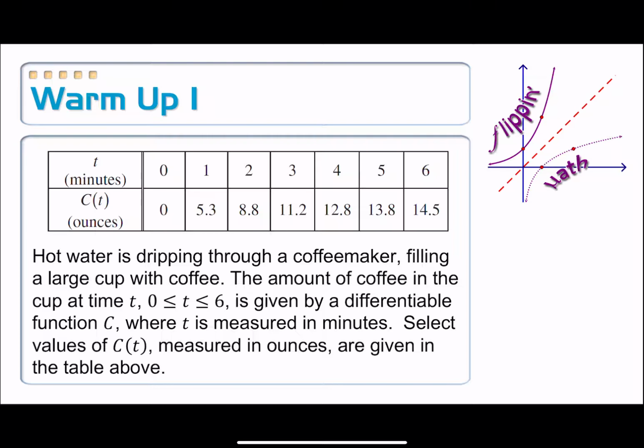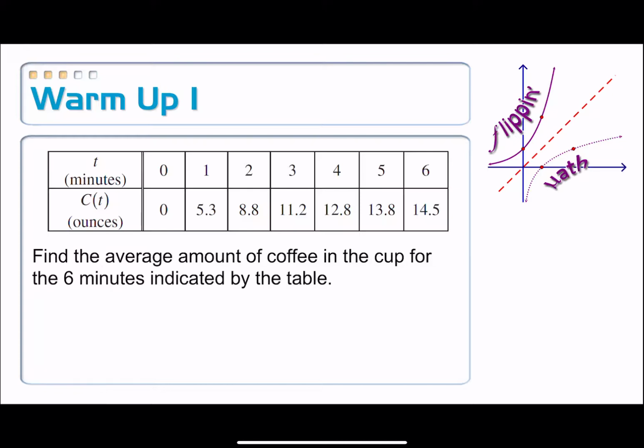We've got a table of values. This is one of those tabular, contextual problems. Hot water is dripping through a coffee maker, filling a large cup with coffee. The amount of coffee in the cup at time t between 0 and 6 is given by a differentiable function c, where t is measured in minutes. Select values of c of t, measured in ounces, are given in the table above. That's what's presented to us. The actual question here is asking us to find the average amount of coffee in the cup for the 6 minutes indicated by the table.